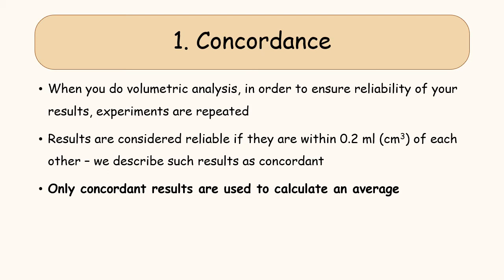When you are working out an average, you will only ever use your concordant results. So if you have a table of results and there are like 4 results, one of them is not concordant with the other ones, you just would not use it to calculate an average.